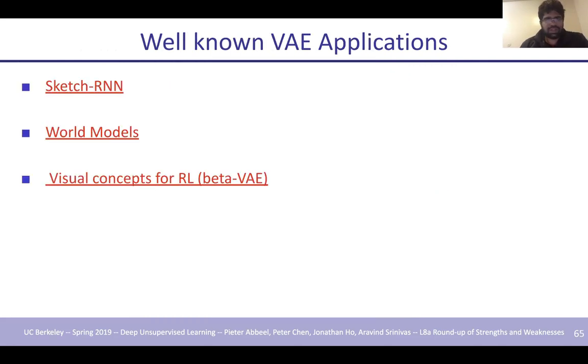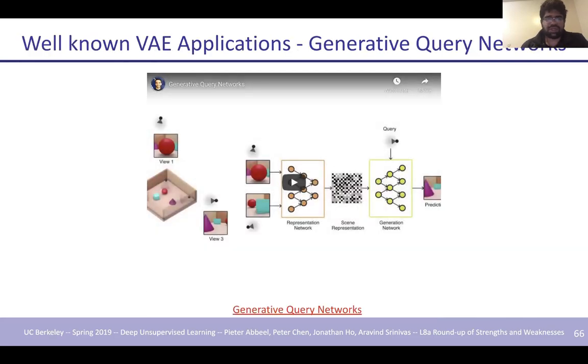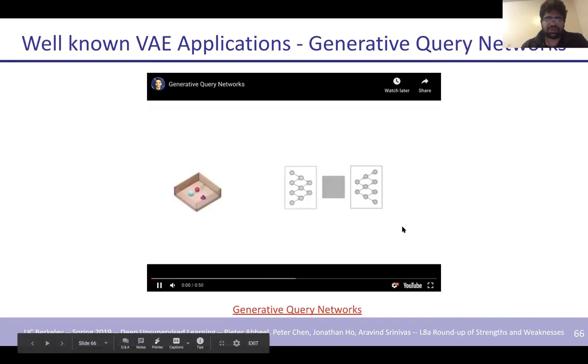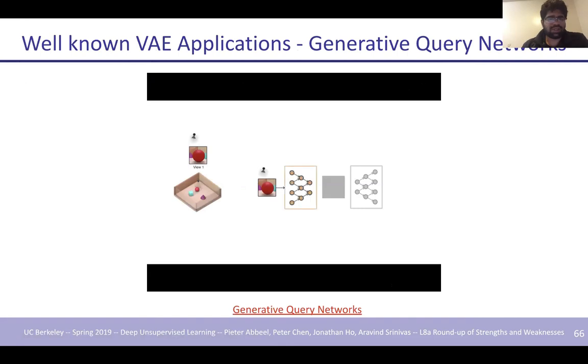So there are well-known applications of VAE, like SketchRNN, World Models, and beta-VAE, which is used for modeling visual concepts. And there are applications like DeepMind's Generative Query Networks, which does view synthesis of a separate view by taking in two provided views, embedding into a latent variable, and then interpolating that latent space for a query view across multiple possibilities. And therefore, you can just collect data in a completely new environment from first-person vision.